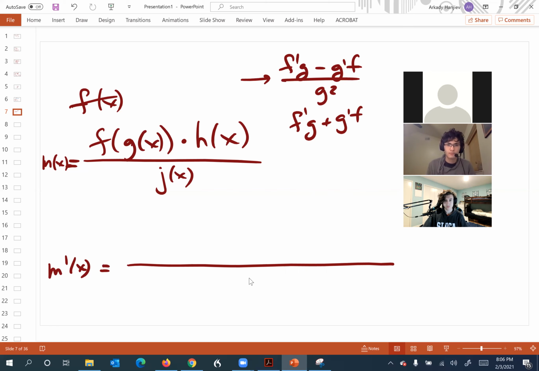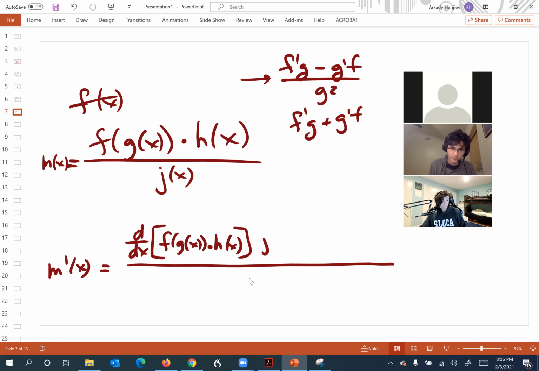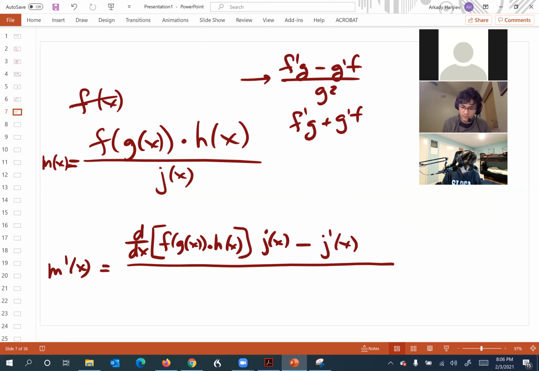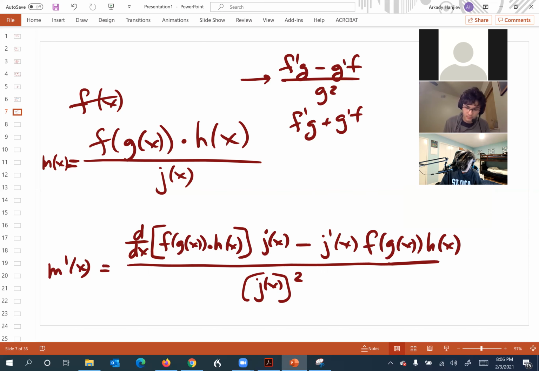Okay, so I'm going to look at this one and slow things down. I need to take the derivative of the first function, but that's complicated. So I'm going to take the derivative of this guy. Good there. That's the derivative of the first, times the second, minus the derivative of the second, which is the easy one, j prime, times the first, over the bottom squared. Okay, and that's just a way to slow things down.